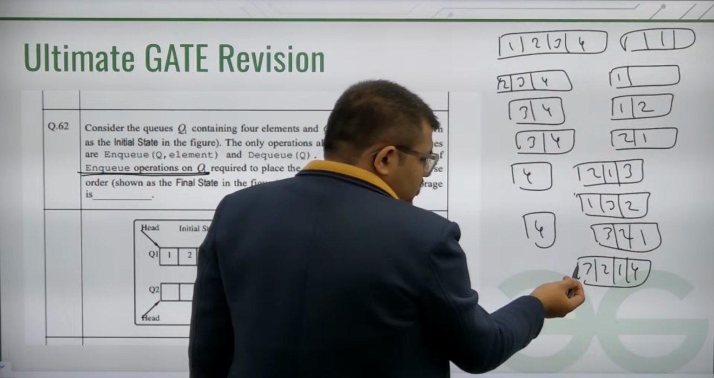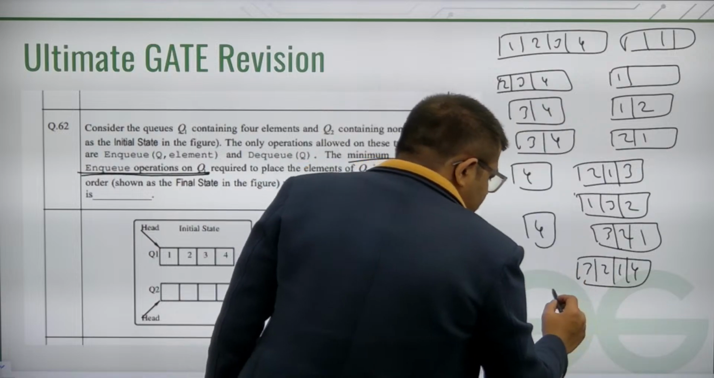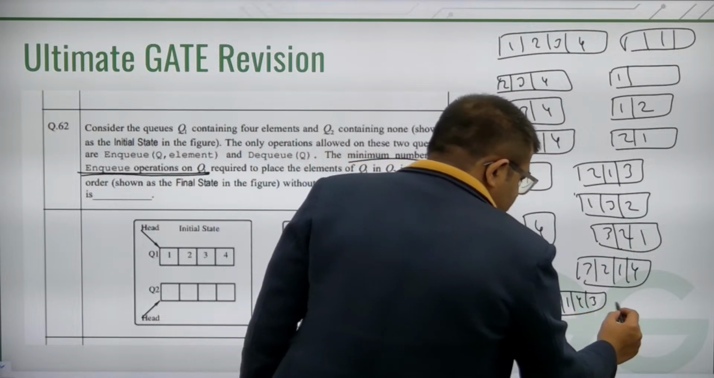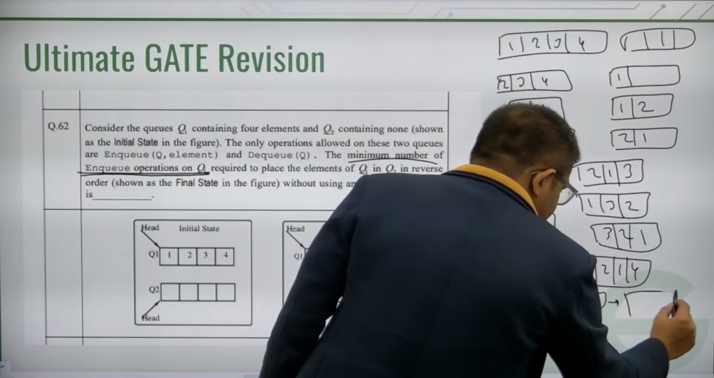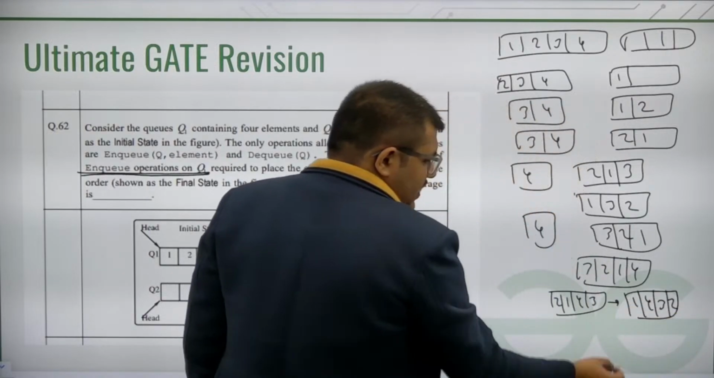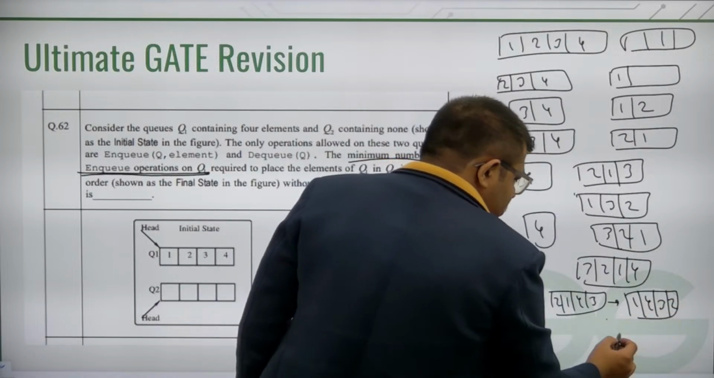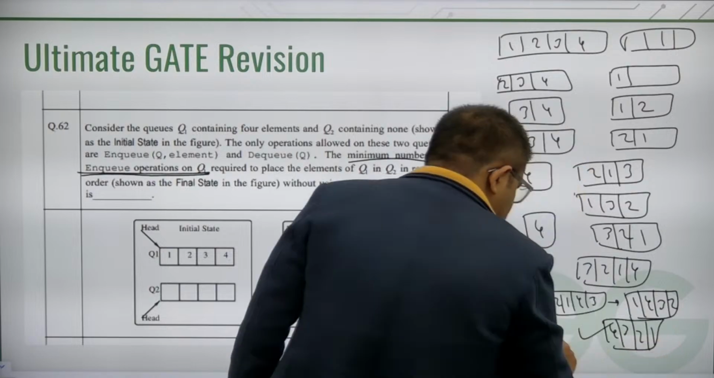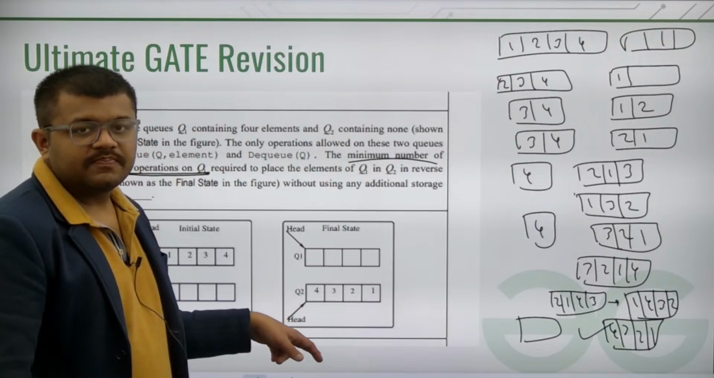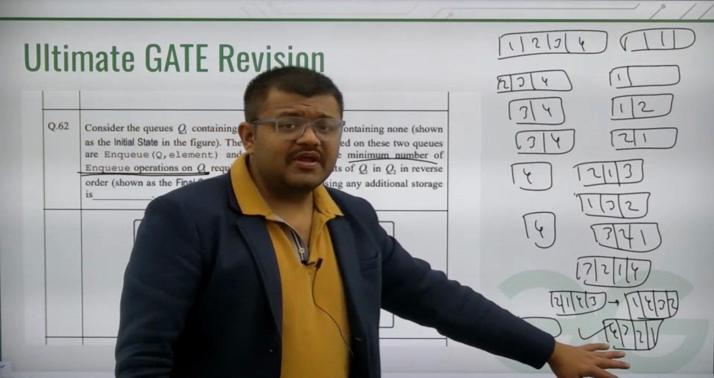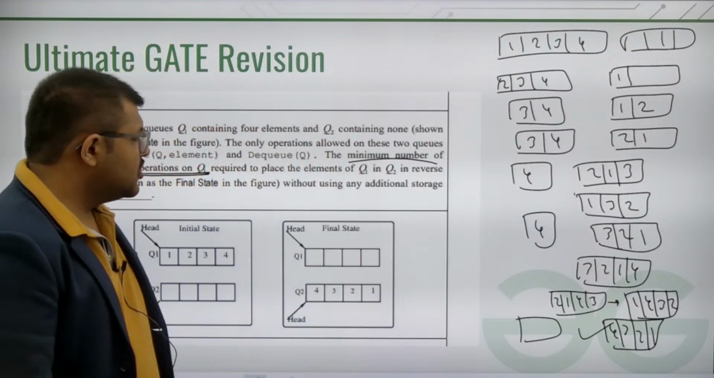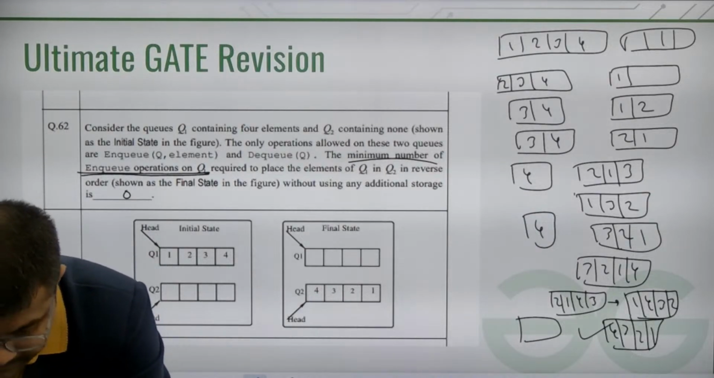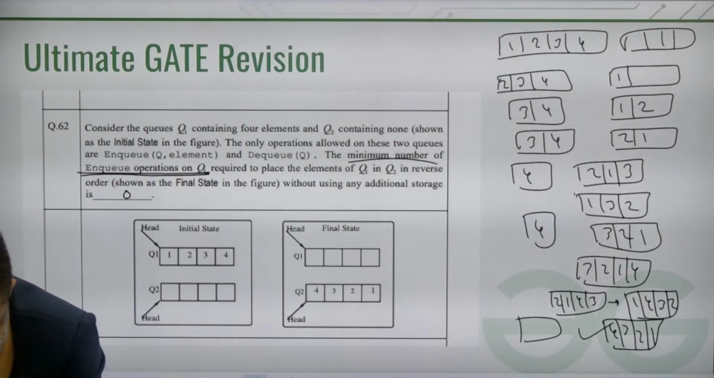Now I'll DQ 3 and NQ it in Q2 only, so it became 2, 1, 4, 3. Now I'll DQ 2 and NQ it here only, so it will become 1, 4, 3, 2. Now I'll DQ 1 and NQ it here only, so this will become 4, 3, 2, 1. So this is what I required and Q1 is empty. This is the final state. How many NQ operations did I do on Q1? 0. So my answer is 0. Okay, is this clear?